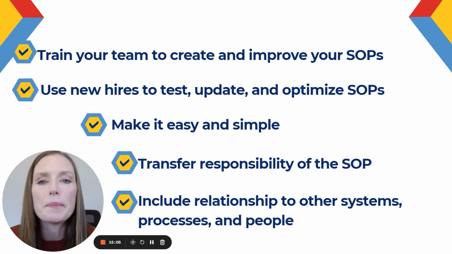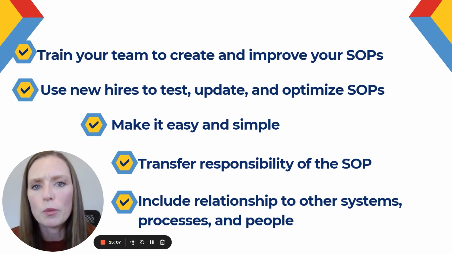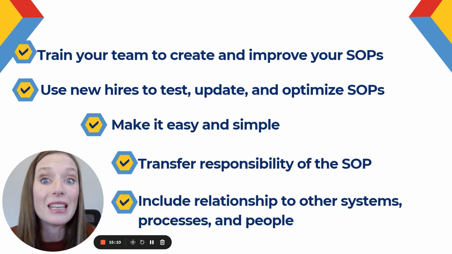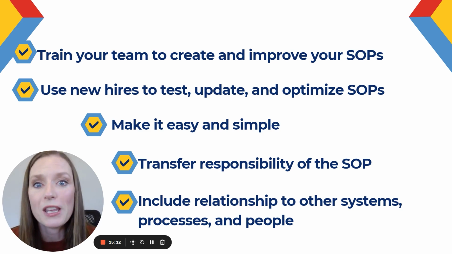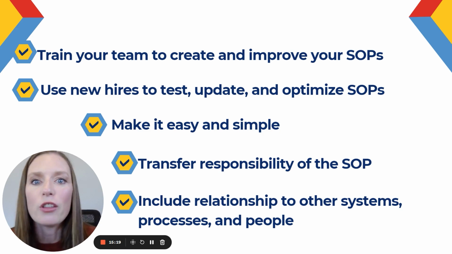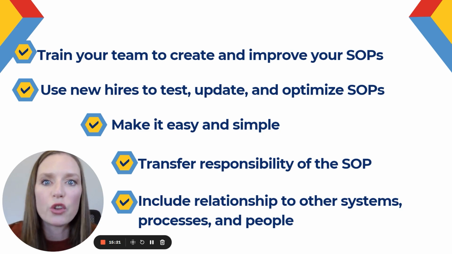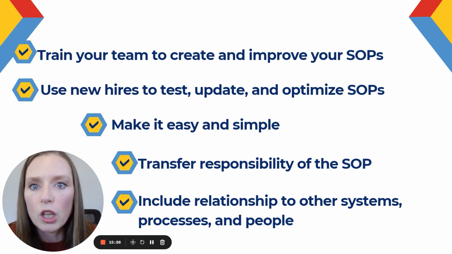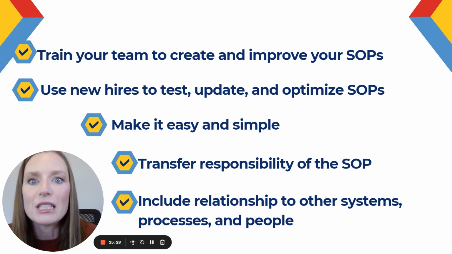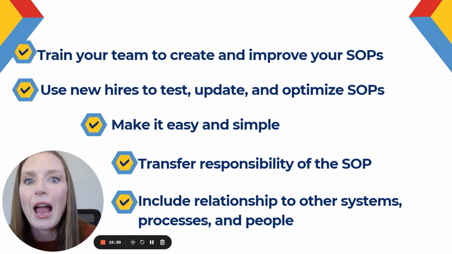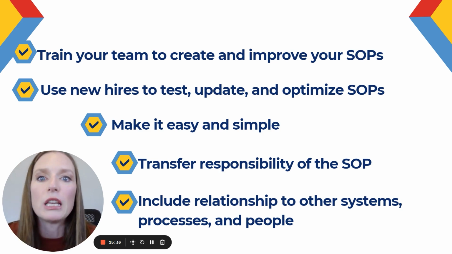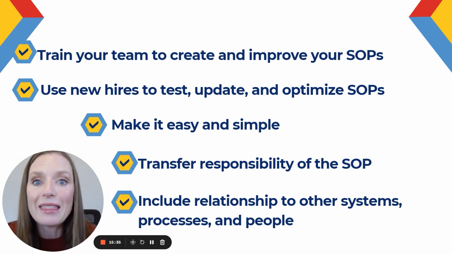And last but not least, make sure you include the relationship to other systems, processes, and even people within your SOP. So just because a salesperson has a process on how to close a sale, okay, what happens after that? How do they take that customer and transfer it to fulfillment? How do they let the project manager know that there's a new client? Or marketing, okay, we get all these leads, but how do we know that those leads are actually being followed up with and actually being called by the salesperson?